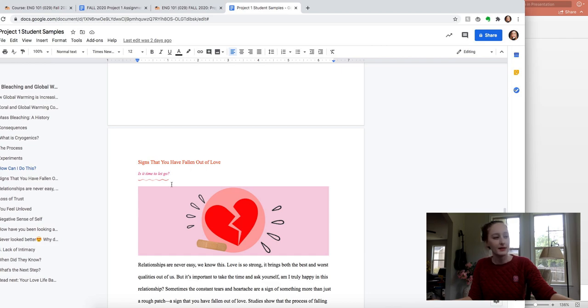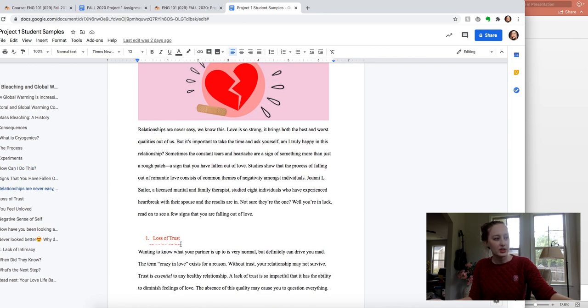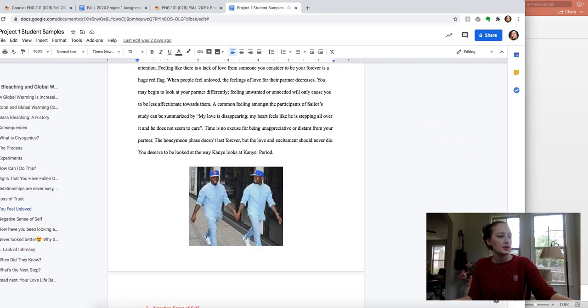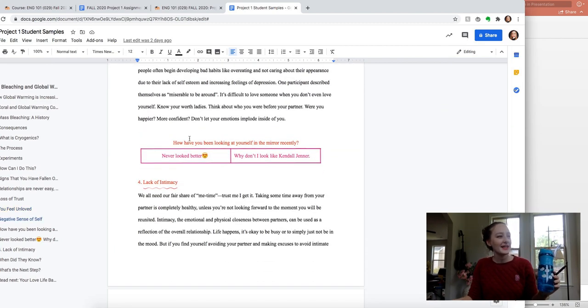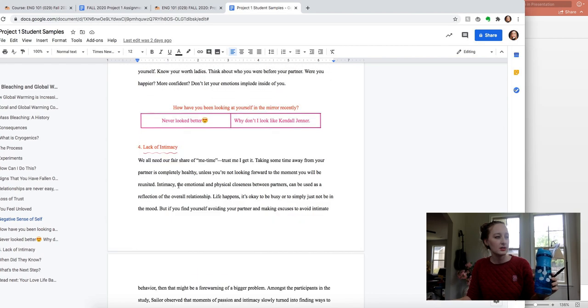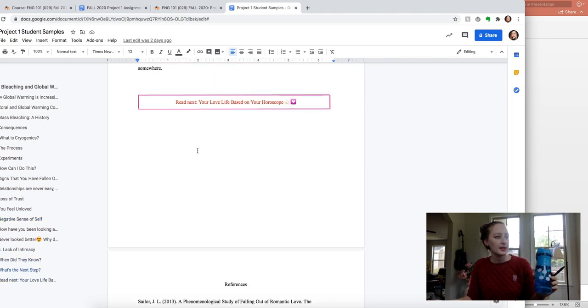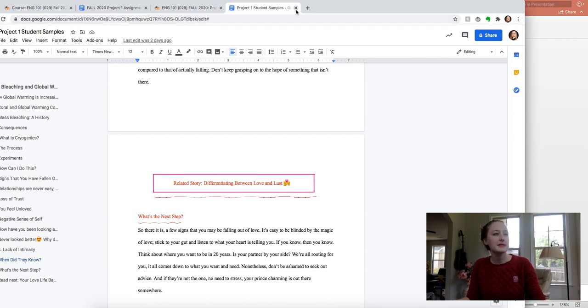And then here's the one that was for Cosmo. It was about science of falling out of love. Notice it looks a lot like the Cosmopolitan website. She even did this here. She did it as a list. I love this. You deserve to be looked at the way Kanye looks at Kanye. Love it. And then they even have like the little quick surveys that they do on Cosmopolitan. And so they designed it to look like that.